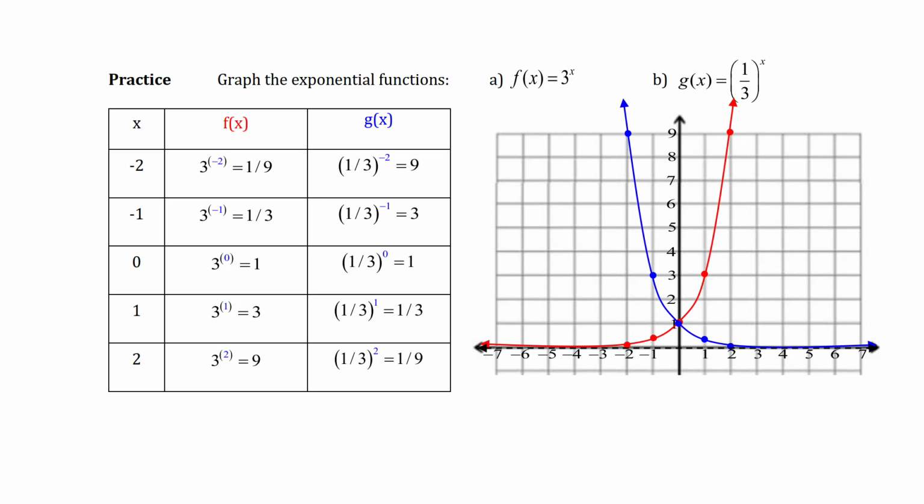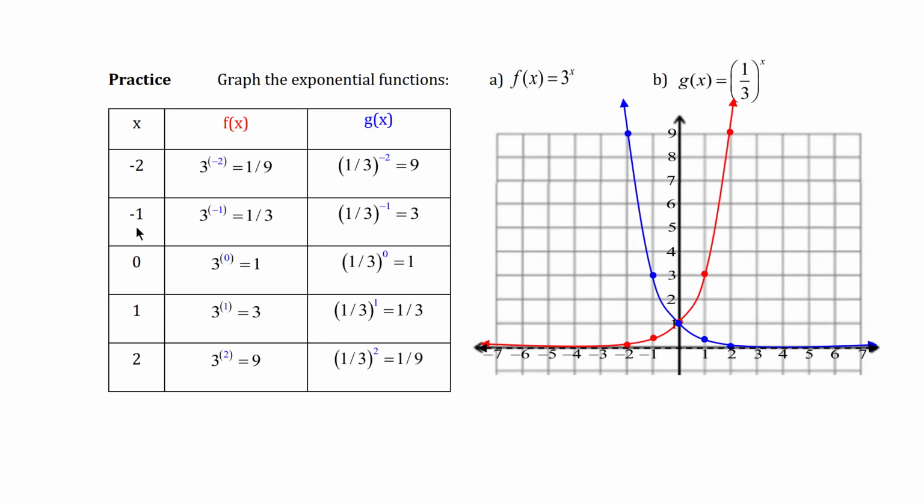Alright, so let's go over the solutions. First, we're going to fill in the x and y chart for f of x and g of x. For the x values, we're using the same values of -2, -1, 0, 1, and 2 for both graphs. Starting with -2, we plug that into the function f. We get 3 to the -2 power equals 1 over 9.